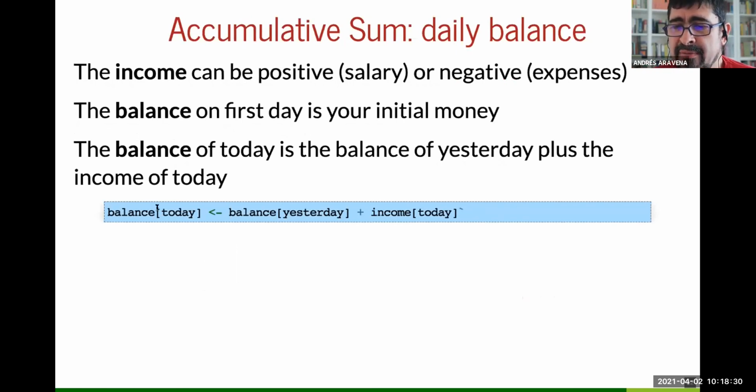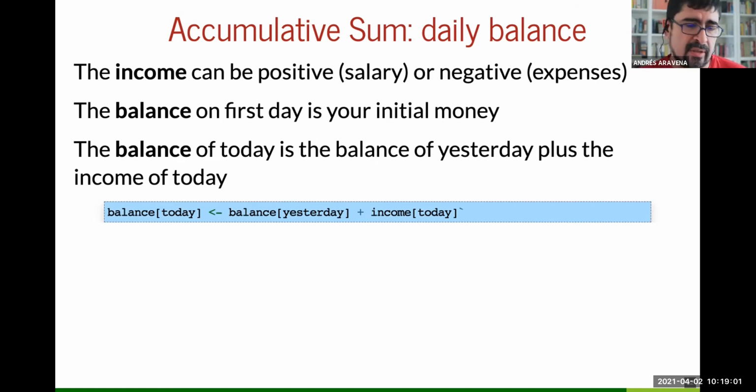The balance of today is the balance that you had yesterday plus the income of today. This is the basic rule that we have. Whatever we have today is whatever we had yesterday, plus whatever change. That change may be positive if things are coming in, or negative if they are going out.